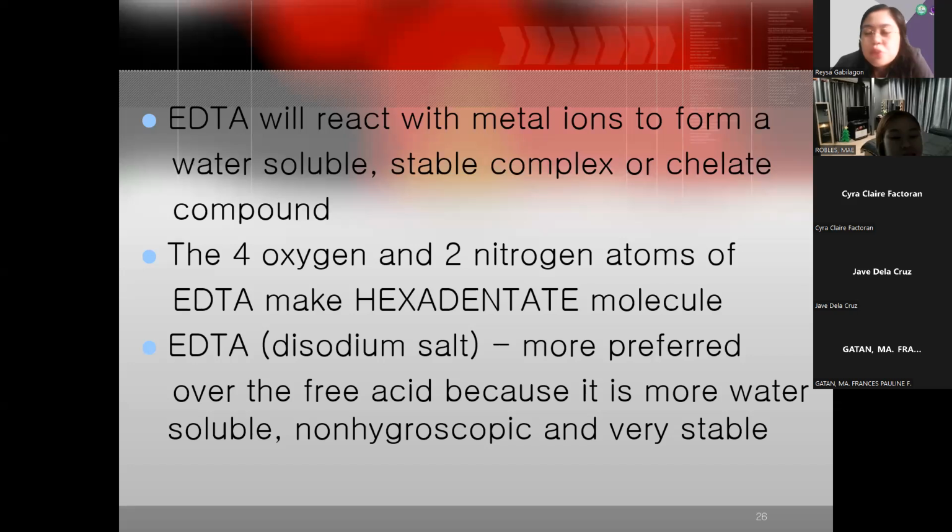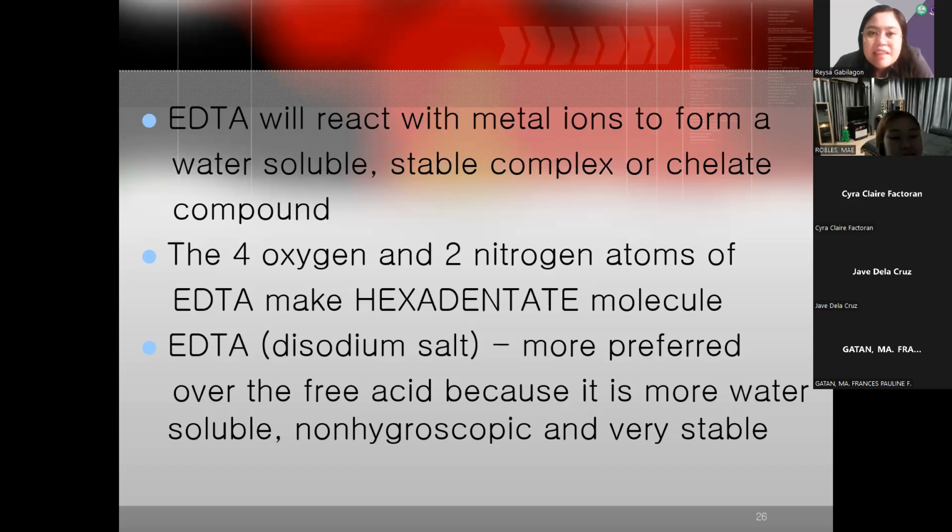Pero when you say disodium EDTA, it has again the advantage of being non-hygroscopic. So even if it will be exposed in the environment, like you leave them on a table without closure, okay lang. Hindi siya mag-liquefy. And the disodium EDTA is also very stable, again, compared to the EDTA lang na free acid. EDTA is ethylene diamine tetraacetic acid. Ayun yung sinasabing free acid form of the EDTA.